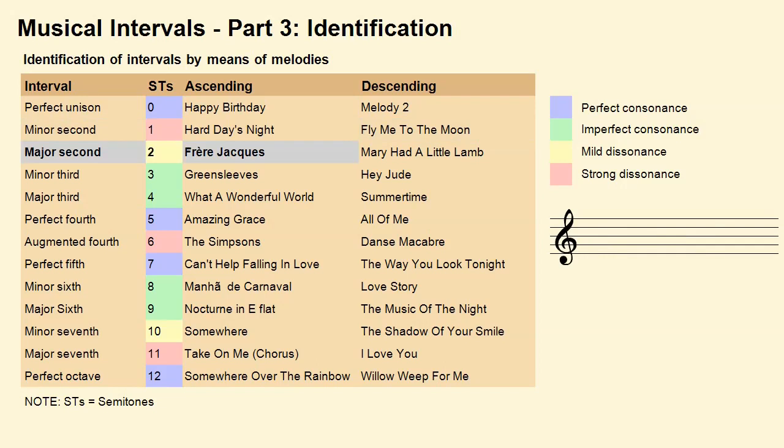Ascending major second interval. Two semitones. Frère Jacques. Descending major second interval. Two semitones. Mary had a little lamb. Ascending minor third interval. Three semitones. Greensleeves.